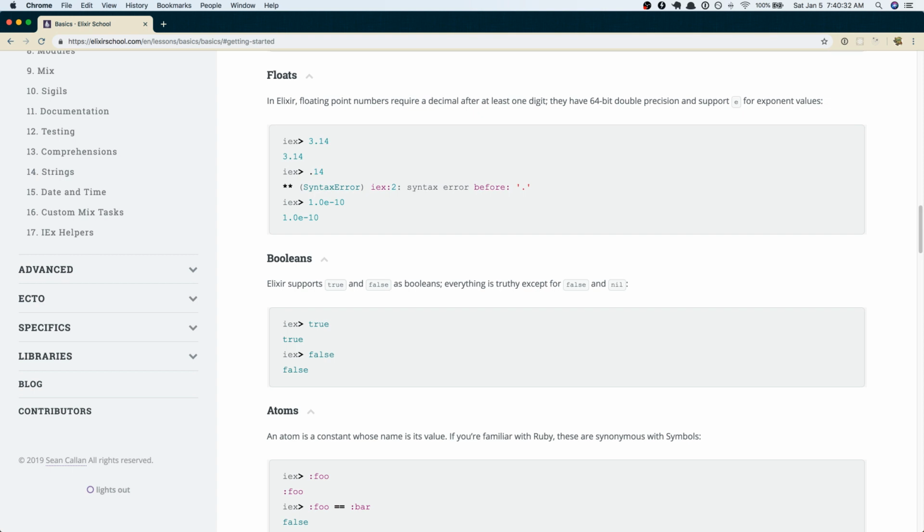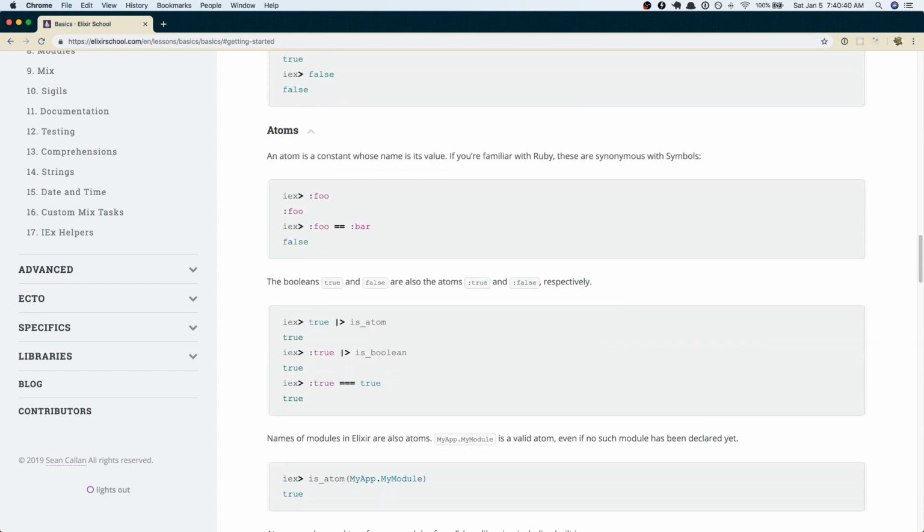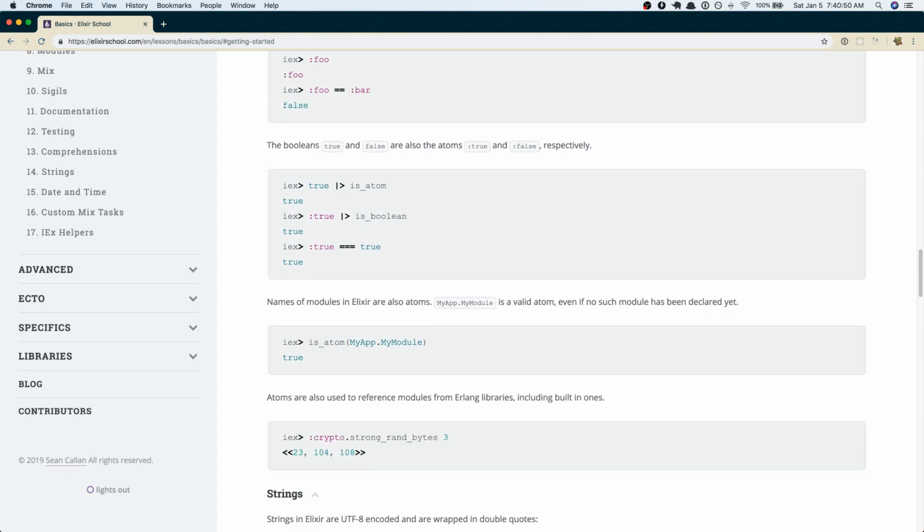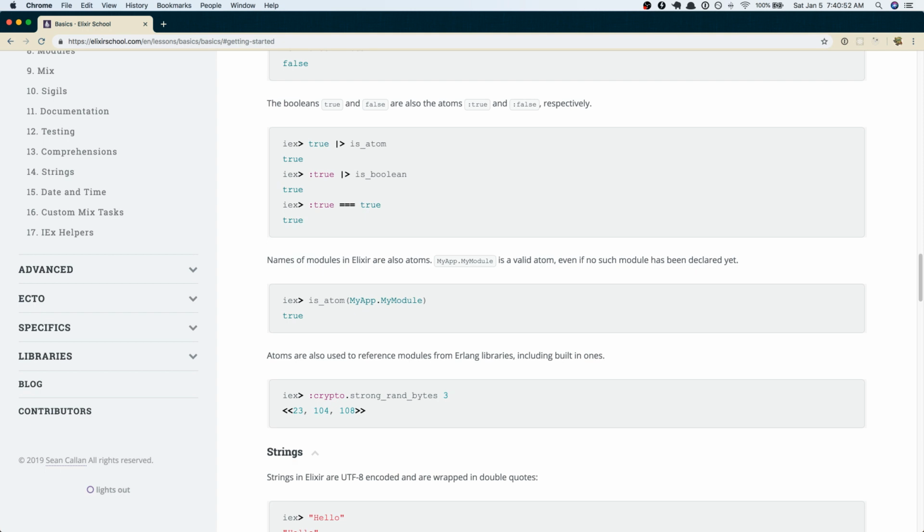Booleans. Elixir supports true and false as booleans. Everything is truthy except for false and nil. Atoms. An atom is a constant whose name is its value. If you're familiar with Ruby, these are synonymous with symbols. The booleans true and false are also atoms, :true and :false respectively.